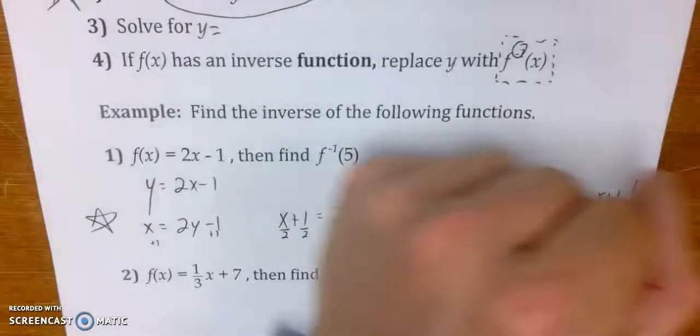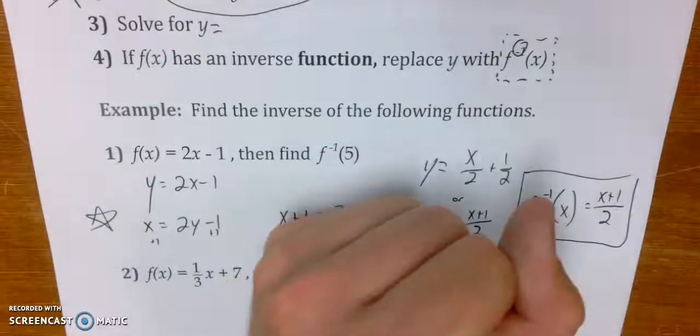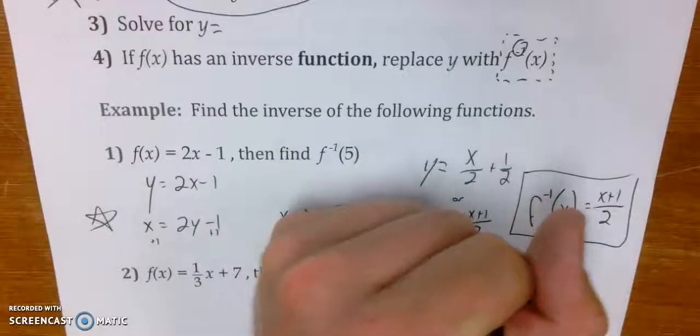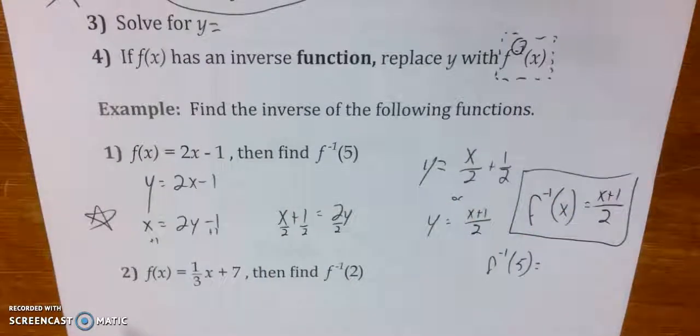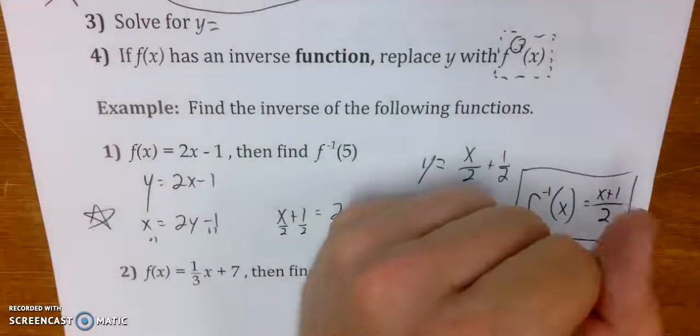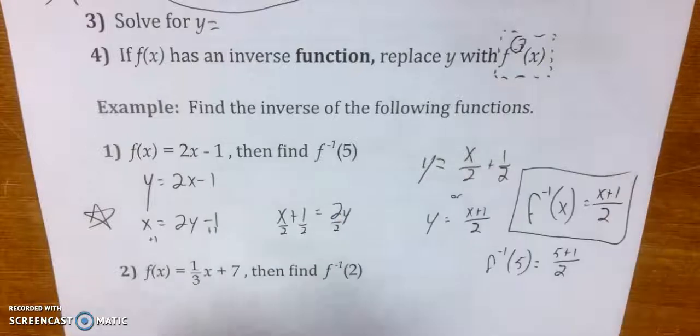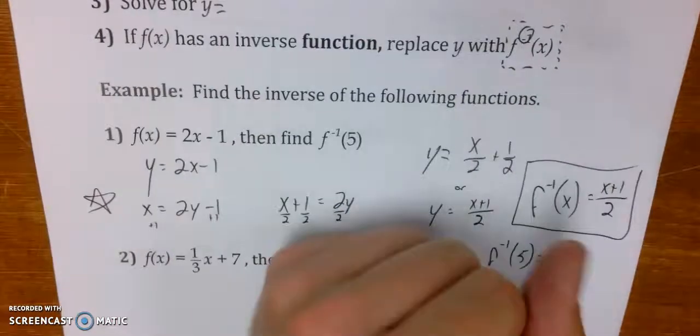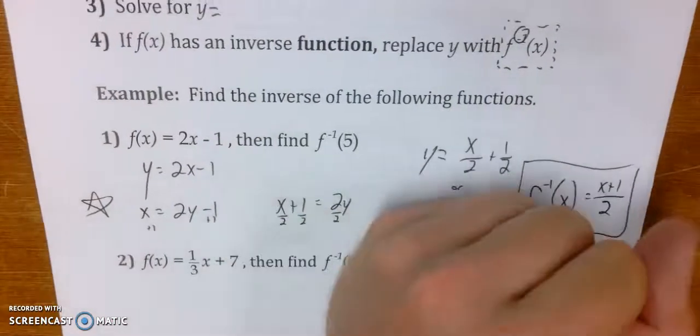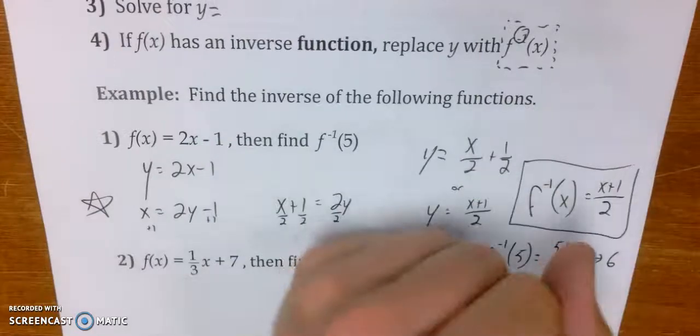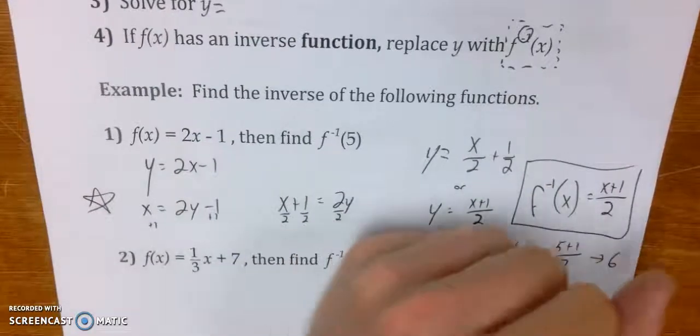So we found the inverse function. Huzzah. Now if I need to find the inverse function evaluated at 5, at an input value of 5, I'm just going to plug in 5 for x. So 5 plus 1 over 2. Well, that's going to give me 6. So the inverse function evaluated at 5 is going to equal 6.